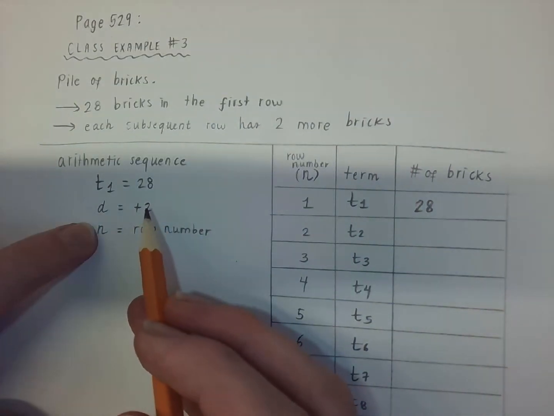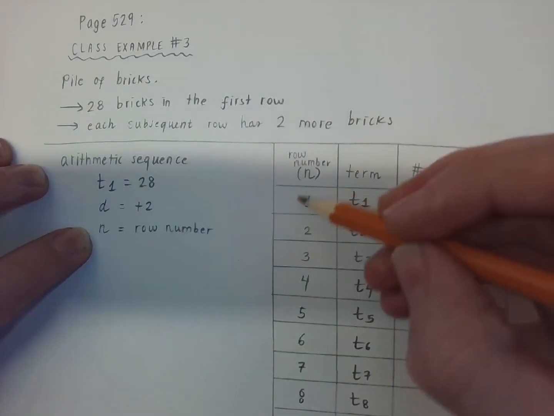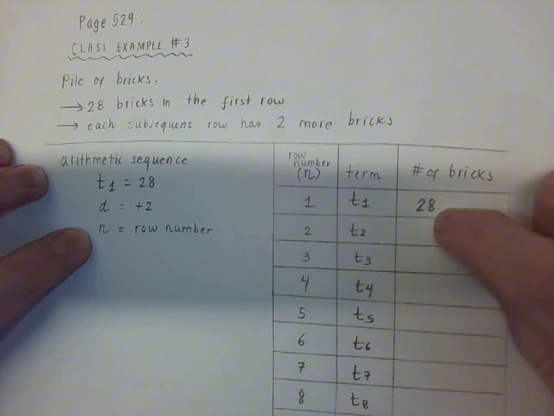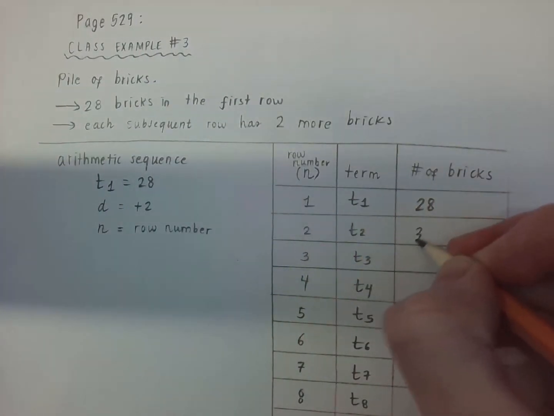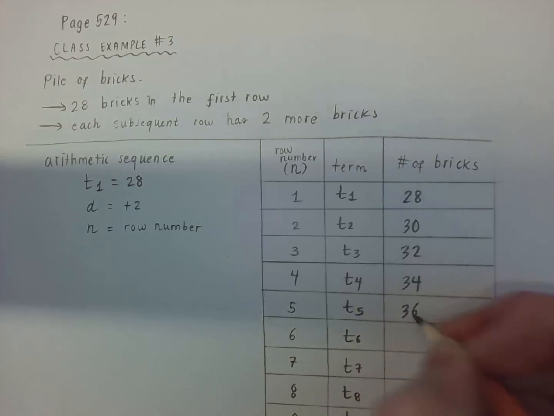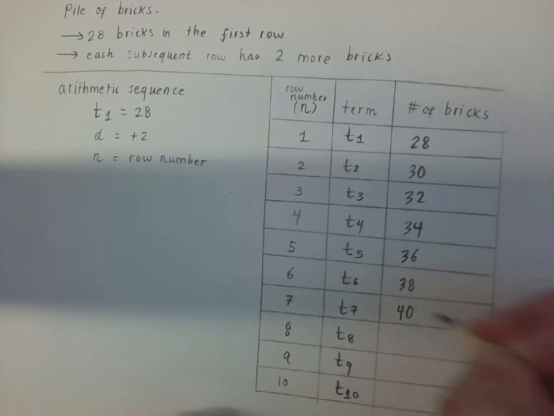And in this sequence, n is going to be the row number, because if n equals 1, that's T1, my first row where there's 28 bricks. And then I'm going to be going up 2 every time. So just to complete the table, I will be going up 2 every time.